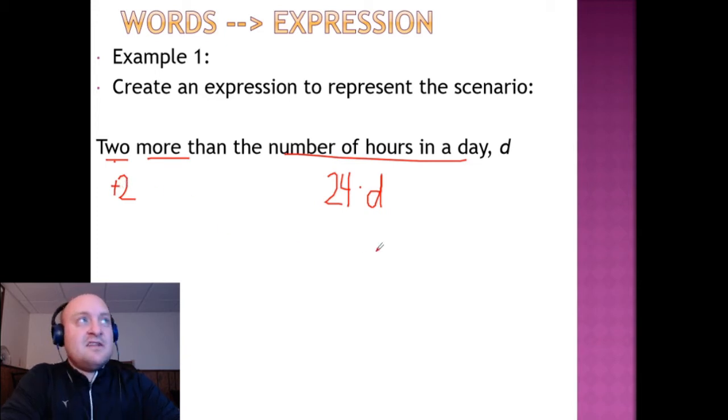Although I don't know how many days it is. It's probably more than 1. I don't know. This means that our final expression would be to multiply 24 by the number of days that we have and add 2 to it.